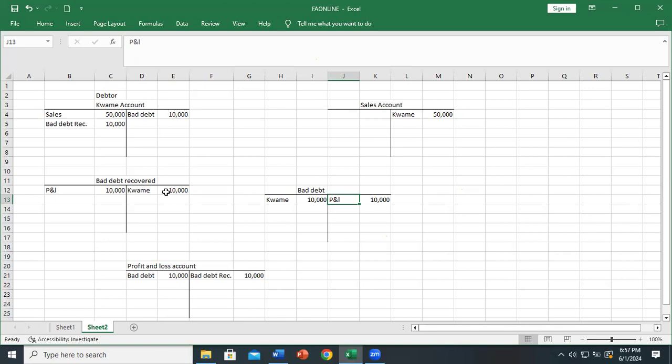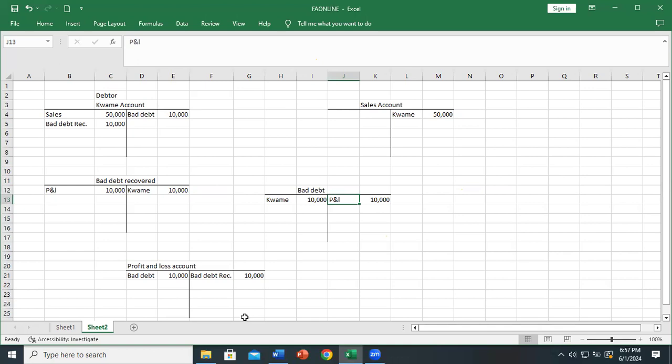Bad debt is an expense. When it occurs, debit it. Bad debt recovered is the opposite of bad debt. Okay, bad debt recovered in a way is a gain, because you recovered something. So it's a gain to the business. So credit it. Remember, gains are credited, or gains have credit balances. Okay.